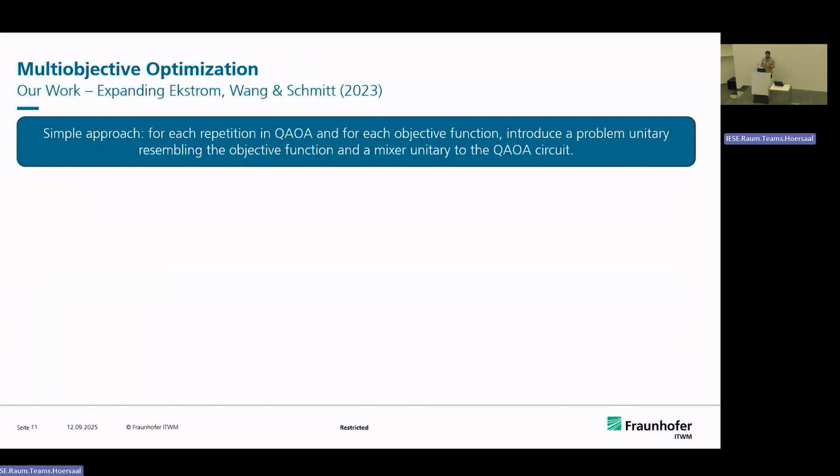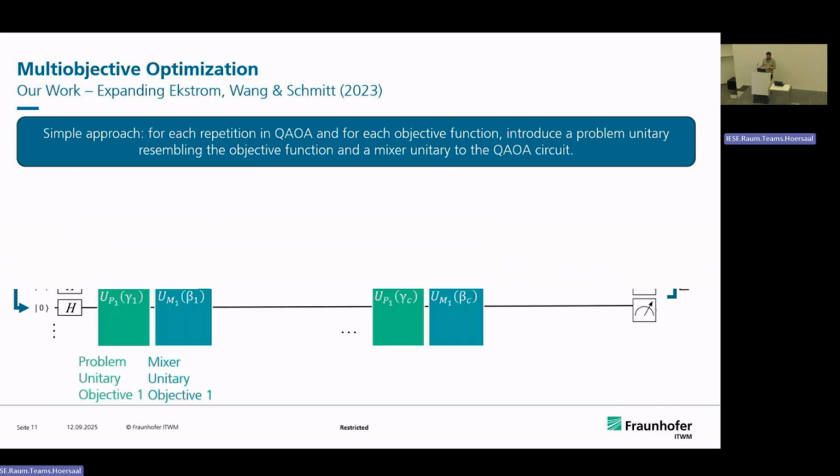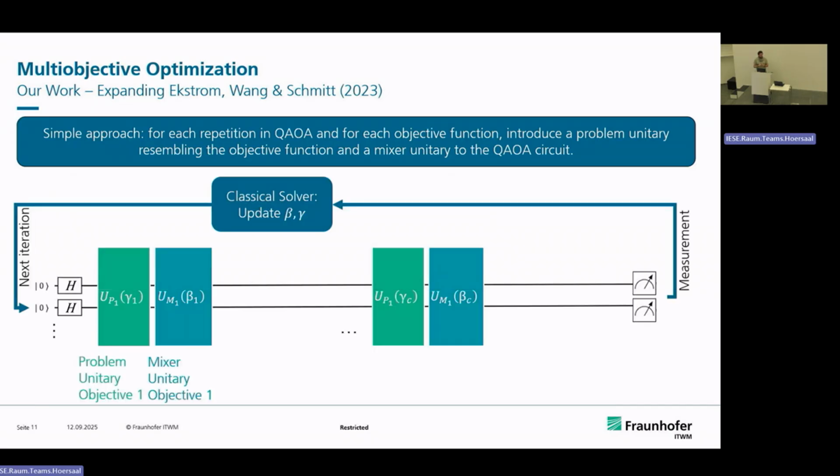Yes, and I would like to go to the work from Ekström, Wang and Schmidt, and we expanded this indeed. So what they do, and also what we do in parallel, but they were faster in publishing their paper, is the following. So this is your basic QAA approach. You have your problem unitary, your mixer unitary for your objective function, and you repeat this p times.